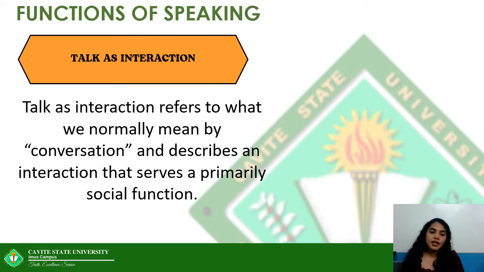When we say talk as interaction, it refers to what we normally mean by conversation and describes an interaction that serves a primarily social function. So this function of speaking, the first one, is for interaction. So speaking to have conversation for conversation purposes. Okay?